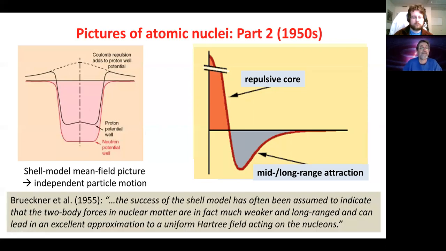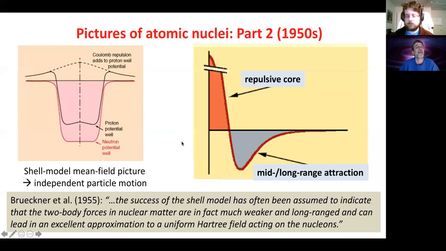So Keith Brueckner and collaborators in 1955 wrote a paper, and this is the first part of it, which said that at the time, the fact that the shell model was successful had people thinking that this picture somehow went away when you went inside the nucleus, that there was some sort of nonlinear effects that got rid of this core, and you could represent this by this uniform field that's represented by this kind of square well that we have here.